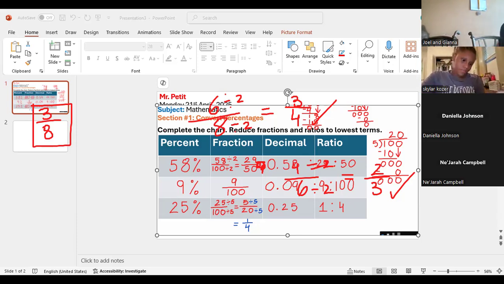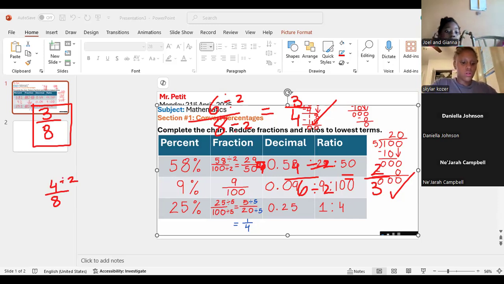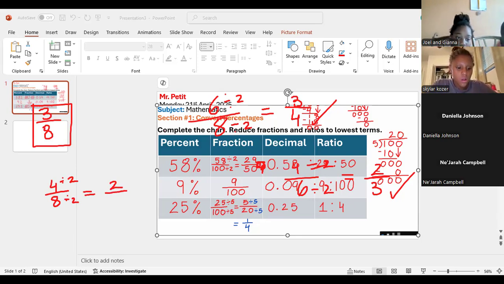4 over 8. Can that be simplified further? Yes, sir. Okay, what number goes into 4 and 8? 2. 4 divided by 2 is what? 2. Very good. And 8 divided by 2 is what? 4. Can this be simplified any further? No, sir. Think. Is there a number that could go into 2 and 4?